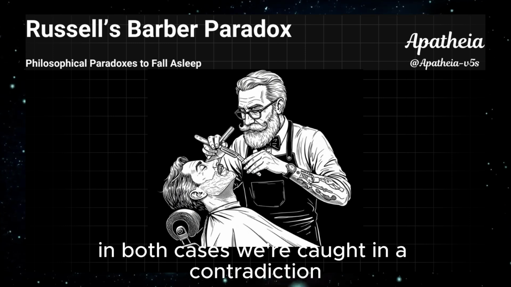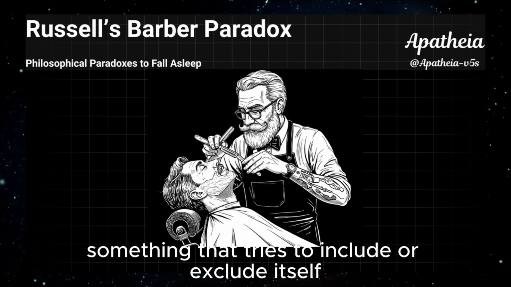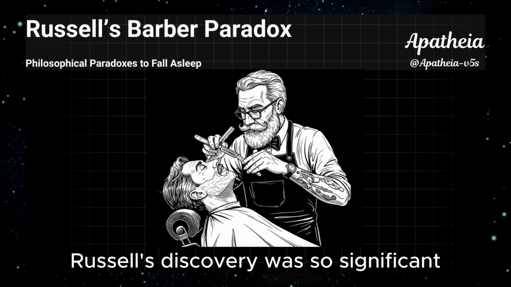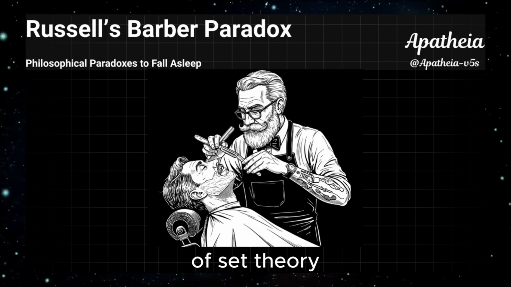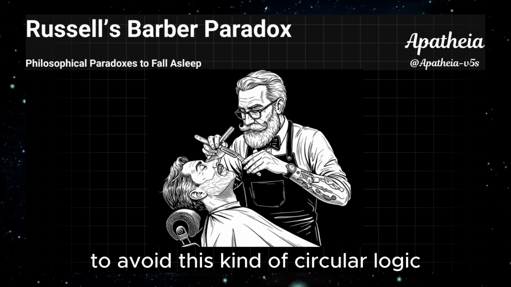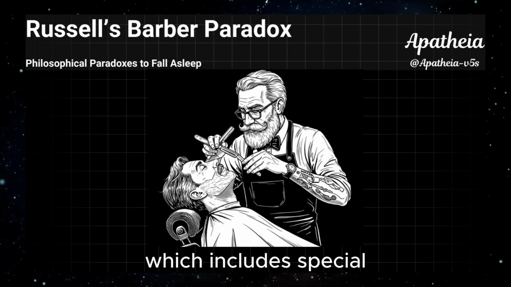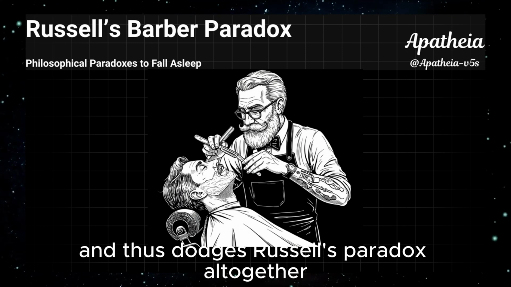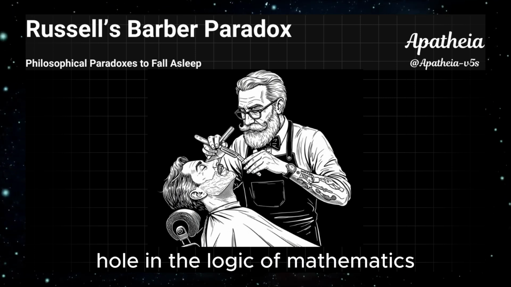In both cases, we're caught in a contradiction caused by a self-referential rule, something that tries to include or exclude itself based on its own definition. Russell's discovery was so significant that it forced mathematicians to rethink the foundations of set theory. Entire systems had to be rebuilt from the ground up to avoid this kind of circular logic. One such system was Zermelo-Fraenkel set theory, which includes special rules to prevent sets from containing themselves and thus dodges Russell's paradox altogether. It was a direct response to this unexpected hole in the logic of mathematics.